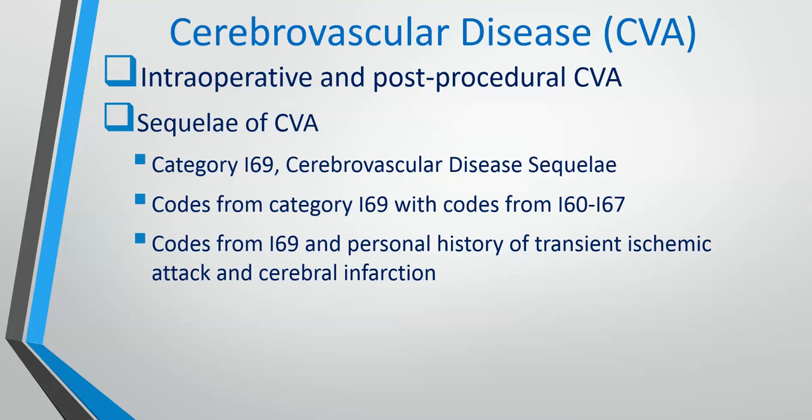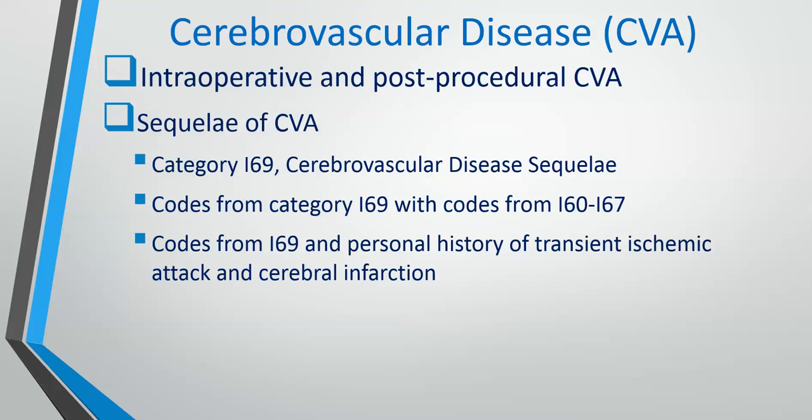So when a patient presents with a history of a transient ischemic attack, also known as a TIA, or cerebral infarction without residual deficits, then you would report Z86.73. Then we just go into the sequela categories of a CVA. So just make sure that you take time to go through those.